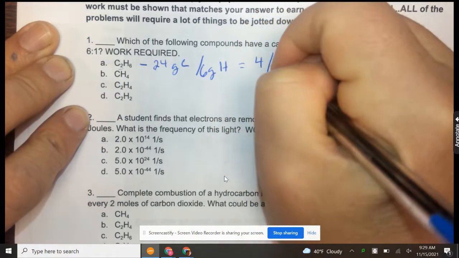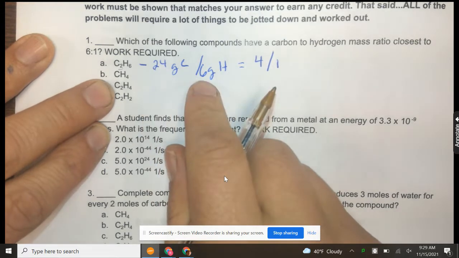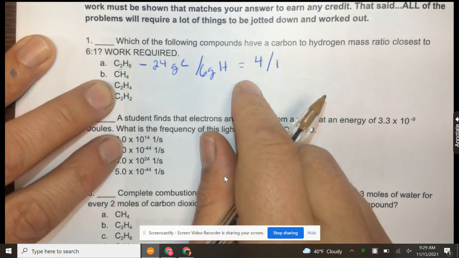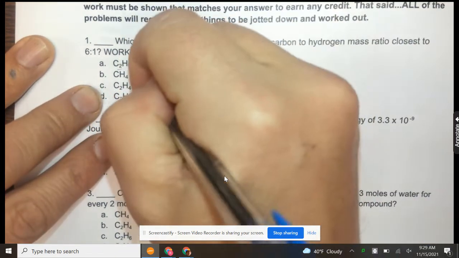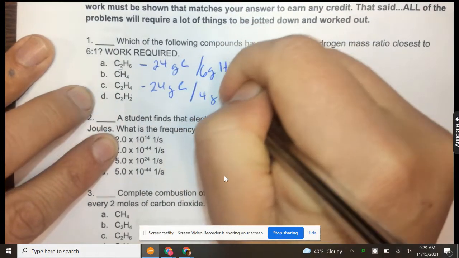So that would be a ratio of 4 to 1, 24 divided by 6. What you do is you just do that for each one and then find out which one is going to be 6 to 1. The correct answer turns out to be C. You'd have 24 grams of carbon for every 4 grams of hydrogen, and there's your 6 to 1 ratio.